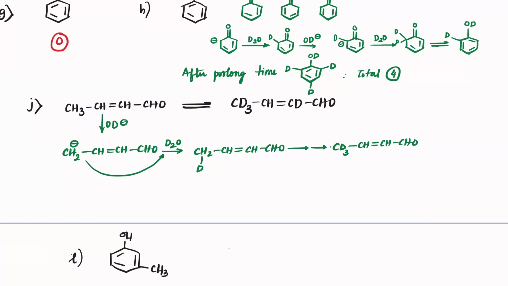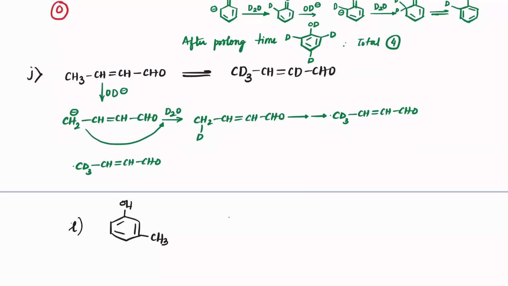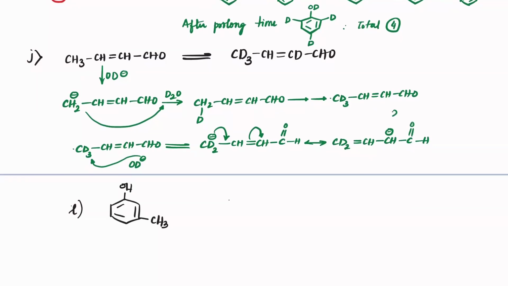Now see this interesting fact. Once you get this form, this time the tautomerism would happen, where OD minus takes up this D and you'll get this as CD2 minus and CH double bond CH and C double bond OH. So I can make this into resonance stabilization like this. On doing that, I will get this as CD2 double bond CH and CH minus. Correct. So imagine because you're keeping it for a prolonged time, at this position again, minus will take deuterium.